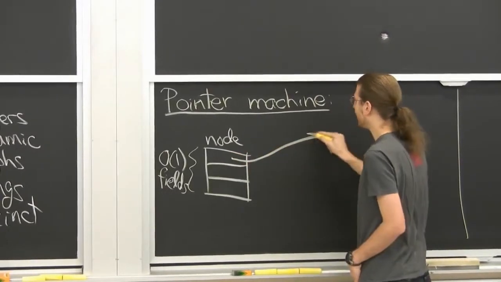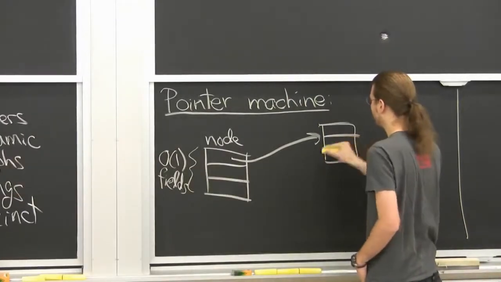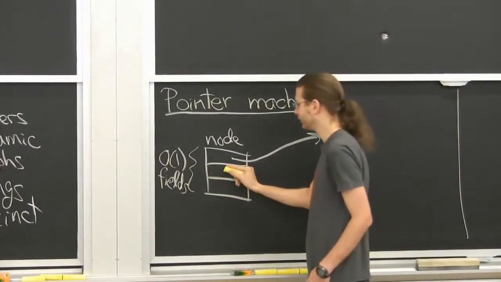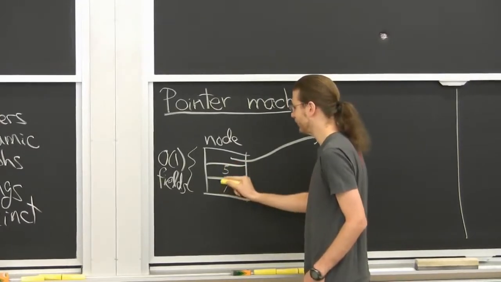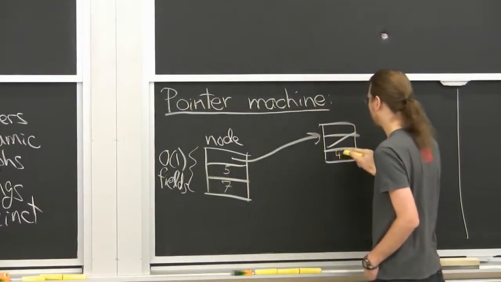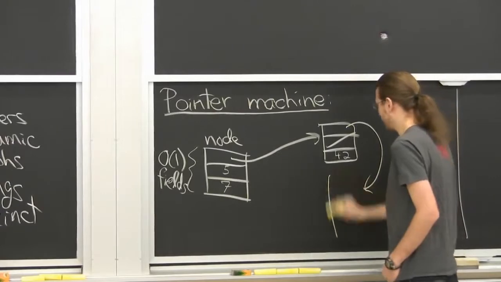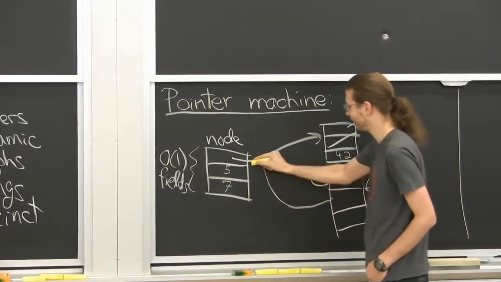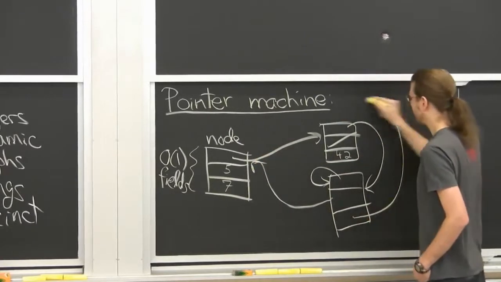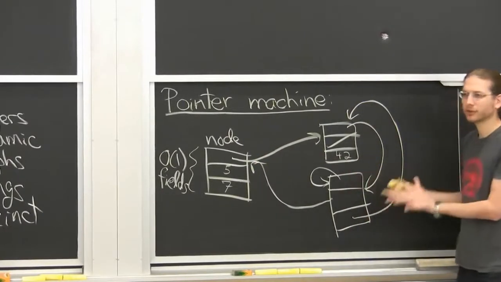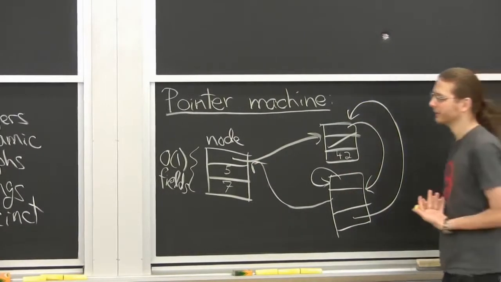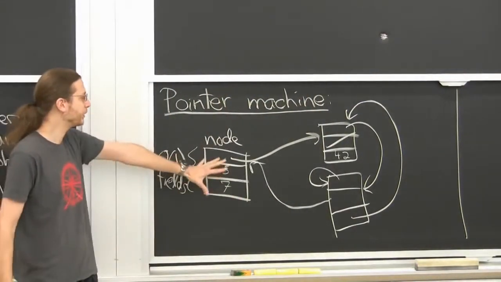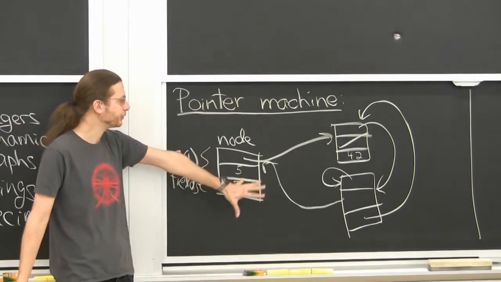Each of the fields could be a pointer to another node, could be a null pointer, or it could have some data in it. So I'll just assume that all my data is integers. You can have a pointer to yourself, you can have a pointer over here, whatever you want. A pointer machine would look something like this. And at any moment, this is the state of the pointer machine. So you think of this as what the memory of your computer is storing.